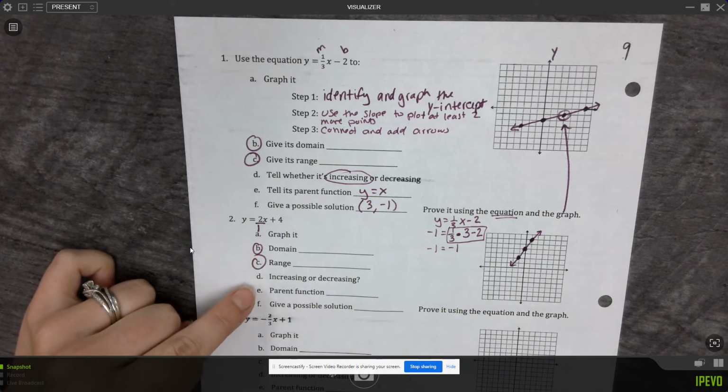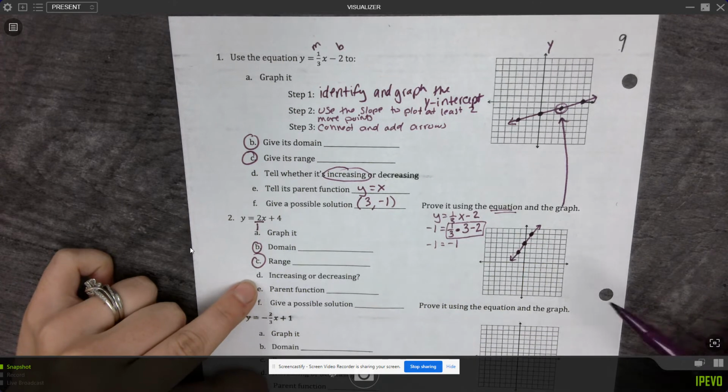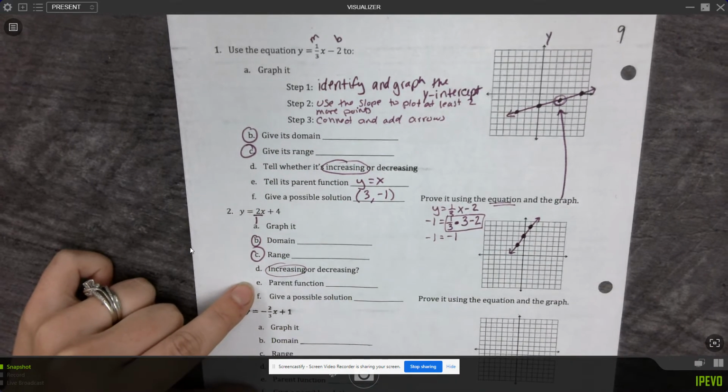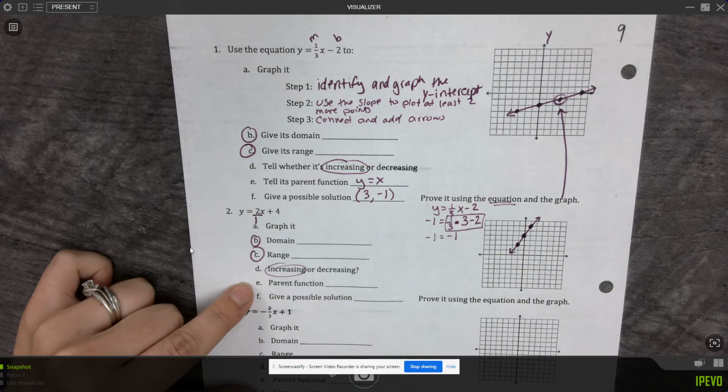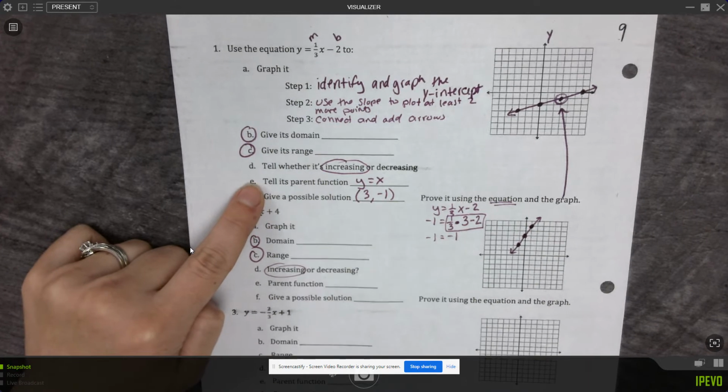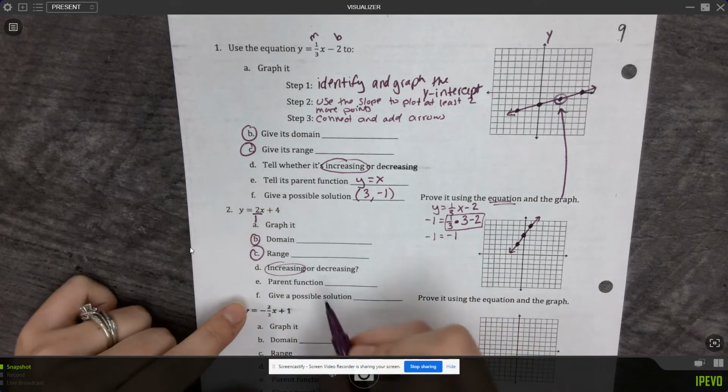Is this graph increasing or decreasing? Once again, look at it left to right. Left to right, I'm increasing. What's the parent function of every linear equation? The parent function of every linear equation is y equals x.